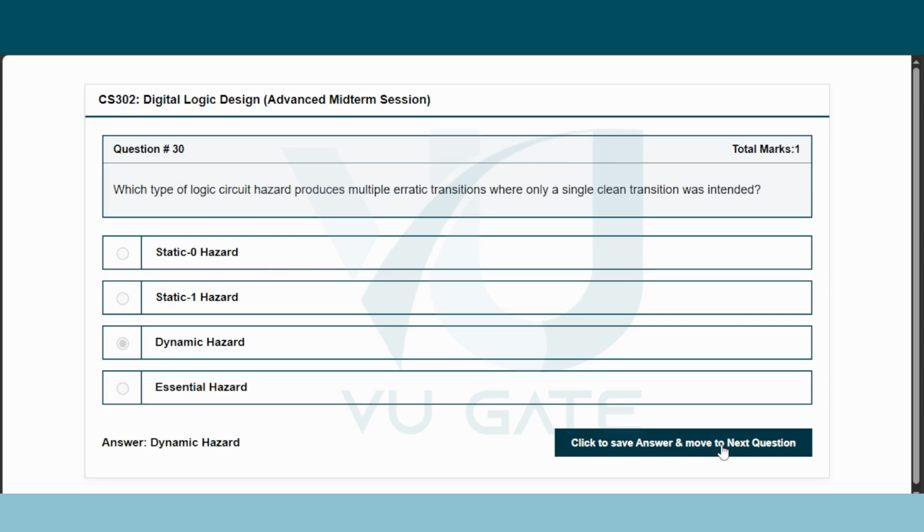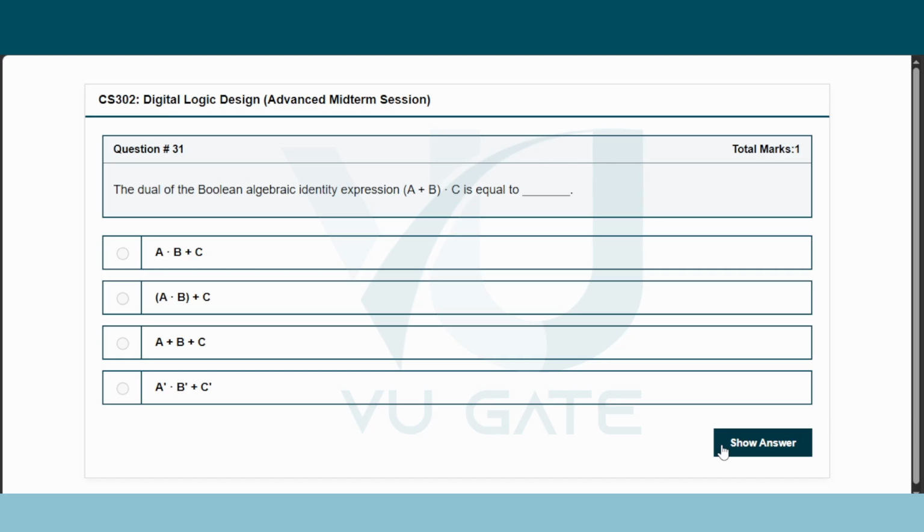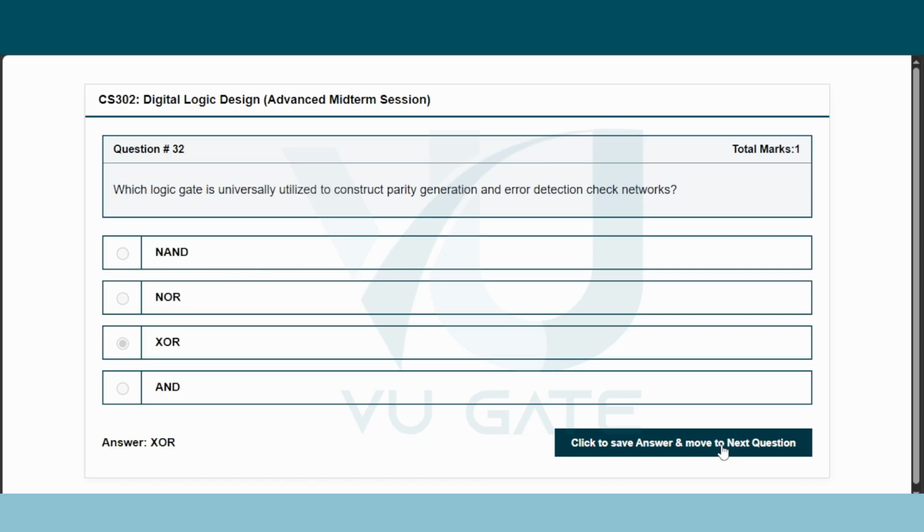Moving on to question 31. The dual of the Boolean algebraic identity expression, open parenthesis A plus B close parenthesis dot C, is equal to blank. The correct answer is open parenthesis A dot B close parenthesis plus C. Now for question 32. Which logic gate is universally utilized to construct parity generation and error detection check networks? The correct answer is XOR.